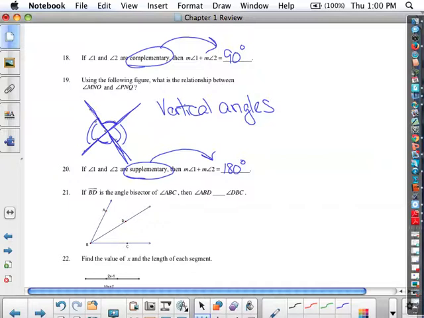Number 21, if ray BD is the angle bisector of this angle ABC, as soon as you see angle bisector, you should go ahead and mark that picture. Then you know that angle ABD is congruent to angle DBC.